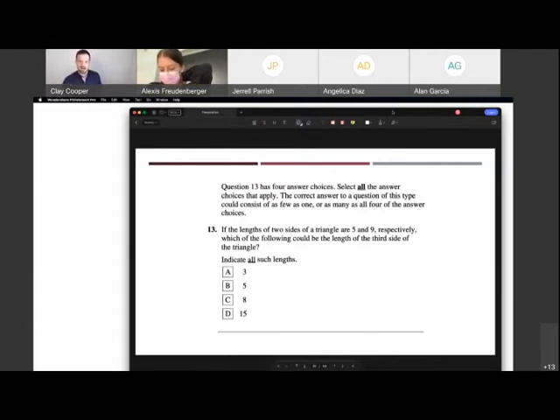Here we go. Question 13 has four answer choices. Select all the answer choices that apply. The correct answer to a question of this type could consist of as few as one or as many as all four of the answer choices. If the lengths of two sides of a triangle are 5 and 9 respectively, which of the following could be the length of the third side of the triangle? Indicate all such lengths. So tell me this, first of all, what kind of question is this? Of the four that we just discussed, what sort of question is this?